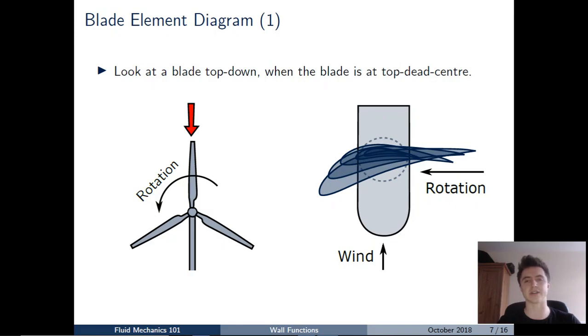And again, we can see that the blade is made from a set of aerofoils from the root all the way up to the tip, and the wind in this diagram is approaching from the bottom of the screen, and that blade is rotating from right to left, as we can see.